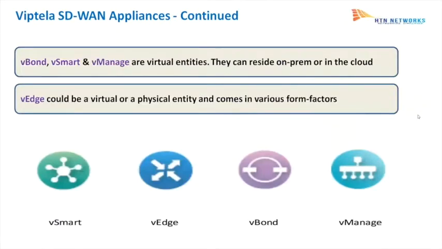vBond, vSmart, and vManage are controller devices, and they are completely virtual entities. They can reside on-prem or in the cloud. vEdge could be a virtual or a physical entity, and it comes in various form factors. We will see in the upcoming slides what the different types of vEdge are. But just keep in mind that the controllers are all virtual entities, and the vEdge could be virtual or physical, and in most cases, it's a physical device.